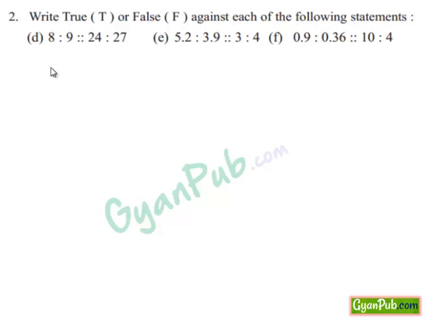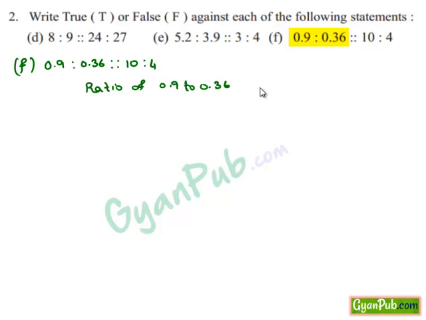Moving on to the last bit of the second question. The given statement is 0.9 is to 0.36 is in proportion with 10 is to 4. So first find out the ratio of 0.9 to 0.36. This can be written as 0.9 upon 0.36.